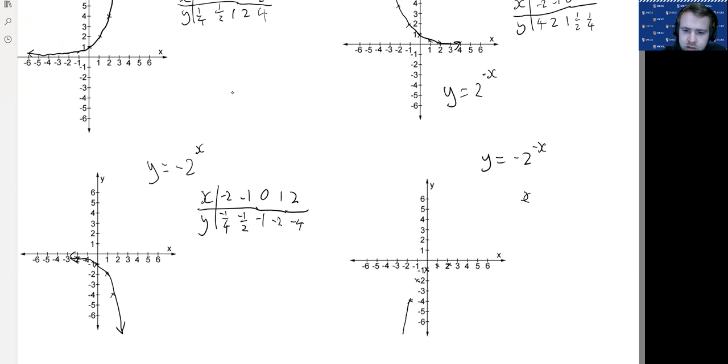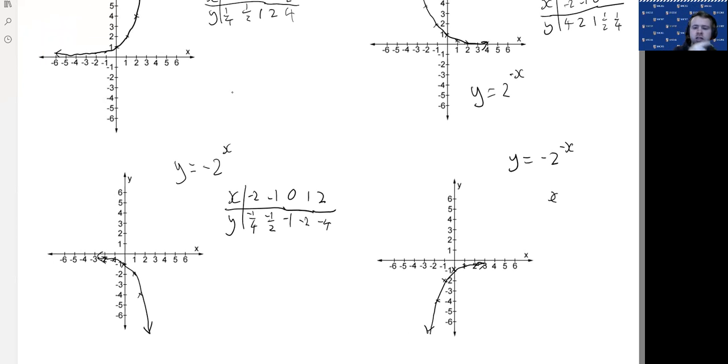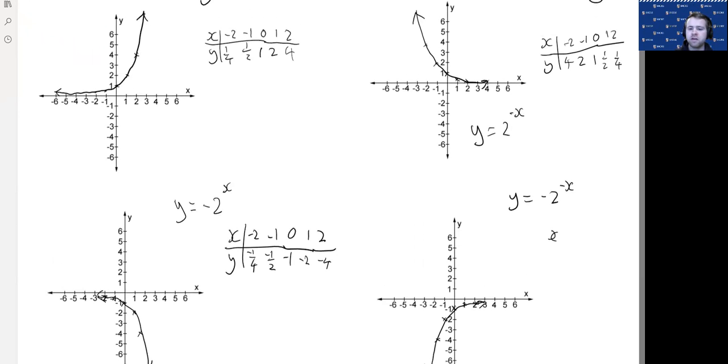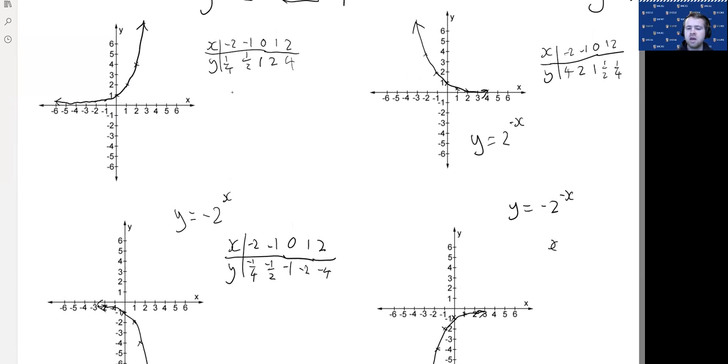Okay, like this. So what I've got is a mirror image of the one to the left across the y-axis, but it's a mirror image to the one above it across the x-axis, okay? So the -1, the minus in front flips it this way, okay? And the minus in the power flips it horizontally.